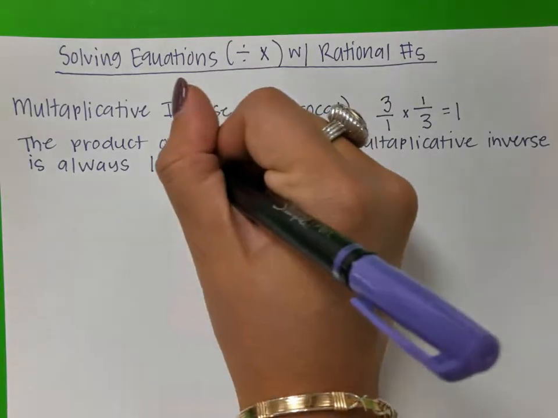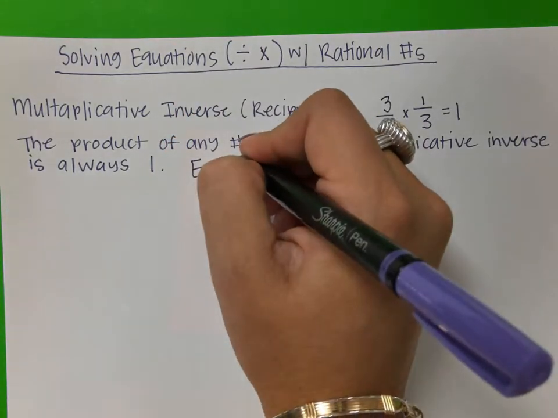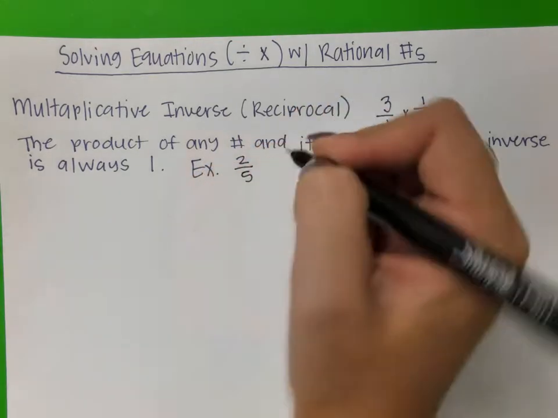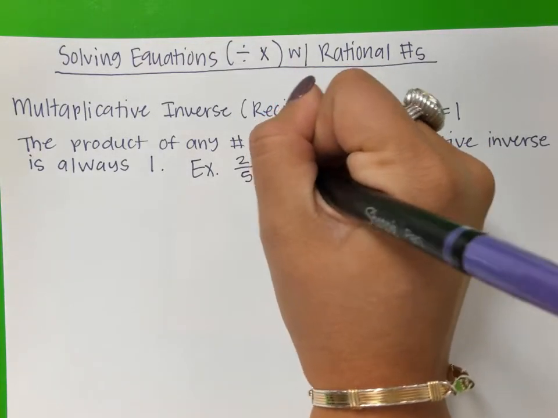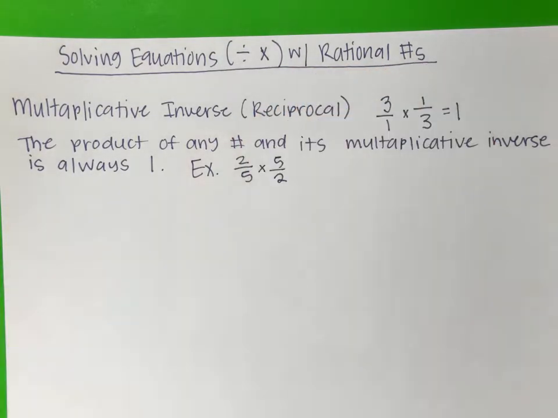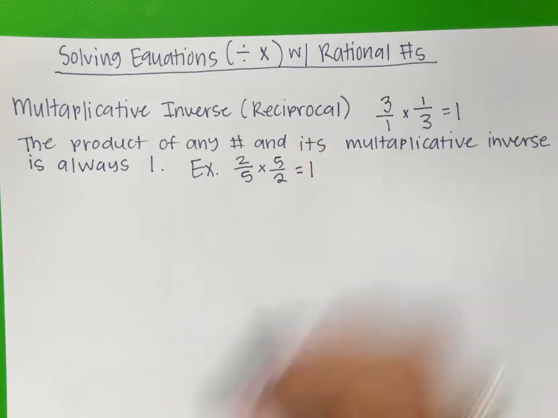So let's look at another example. What if I have the fraction 2 over 5? What is the multiplicative inverse of 2 over 5? 5 over 2. So if I multiply the two together, because product means multiply, right? What do I get? 1 whole. It doesn't matter what numbers I'm dealing with, as long as it's a number and its multiplicative inverse, the product of those two is always going to be 1.